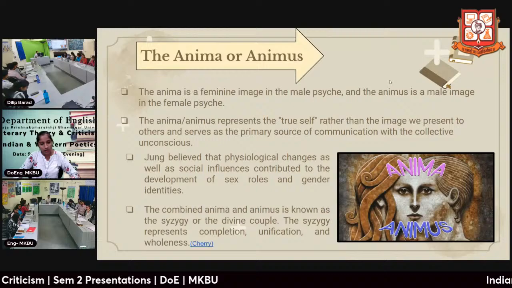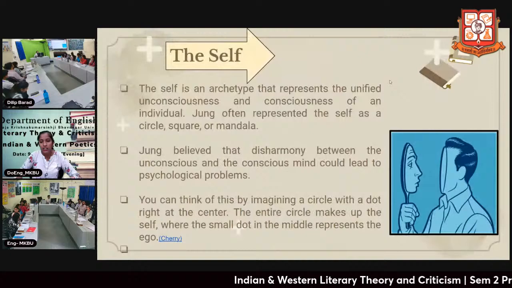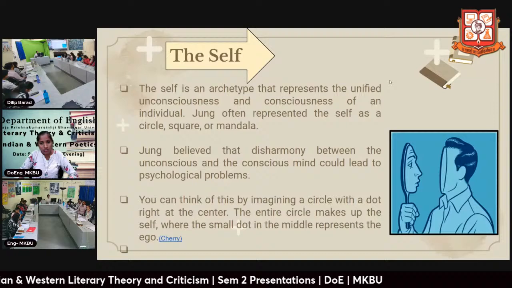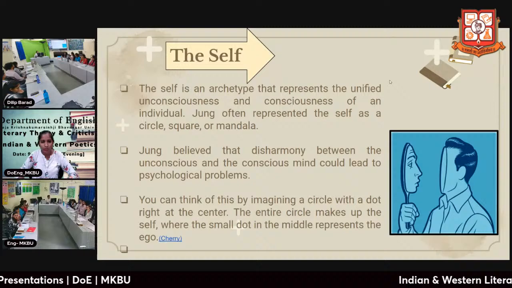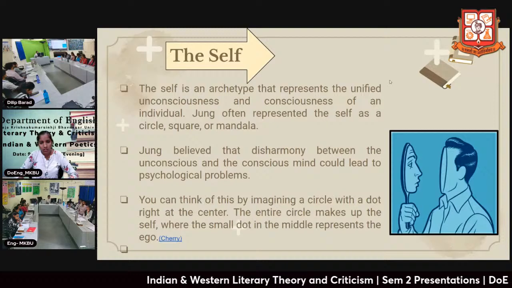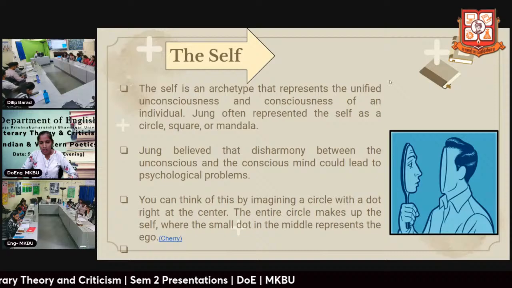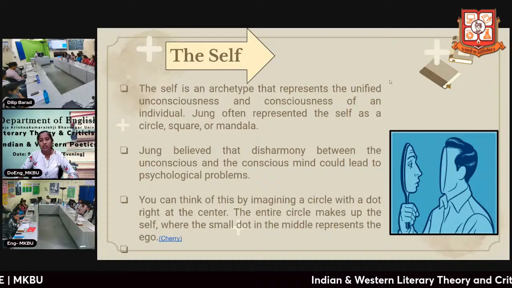The fourth, the self. Self is an archetype that represents the unified unconscious and consciousness of an individual. Jung often represented the self as a circle, square, and mandala. Jung believed that this harmony between the unconscious and the conscious mind would lead to psychological well-being. You can think of this by imagining a circle with a dot at the center. The entire circle makes up the self, and the small dot in the middle represents the ego.